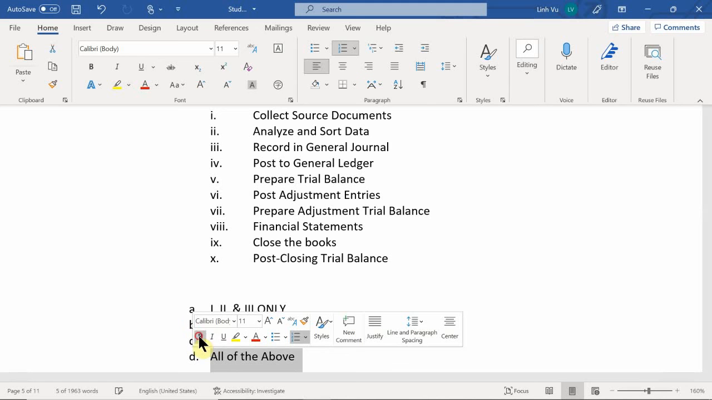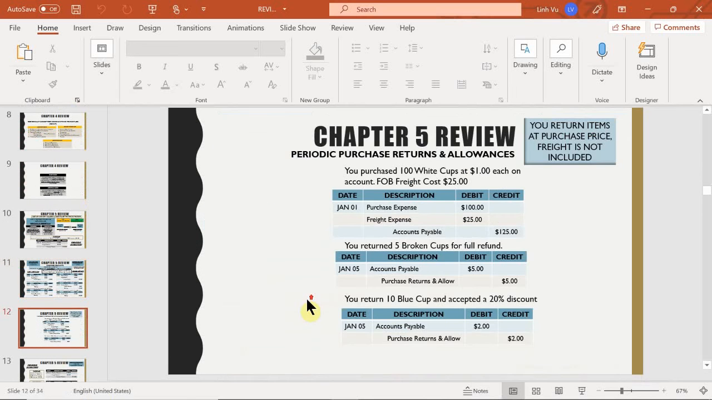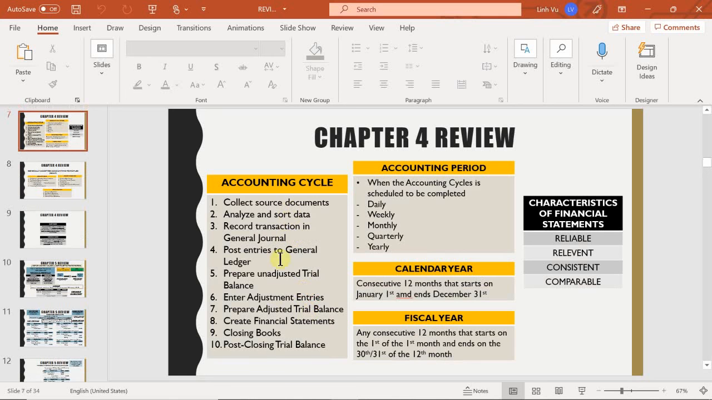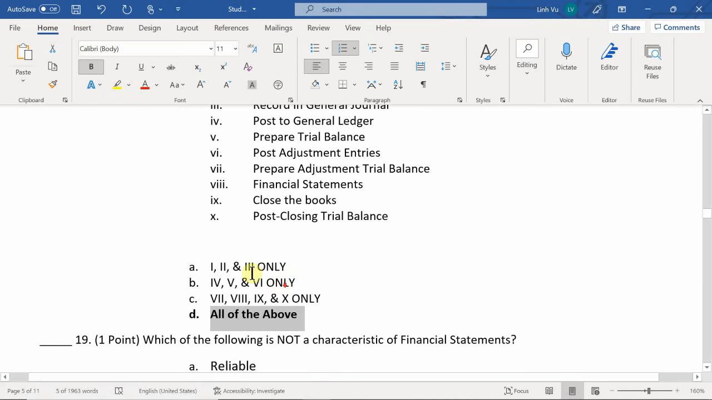Okay? So again, in chapter 4, if you remember, I list out all 10 steps to the accounting cycle. Your transaction analysis has 7 steps, which only take you up to step number 3, which is to journalize it in the journal. While the accounting cycle takes you all the way out to completing the financial statements, to closing out the books, all the way to the post-closing trial balance. So this one is a lot more extensive than the transaction analysis. So D, all of the above is correct.